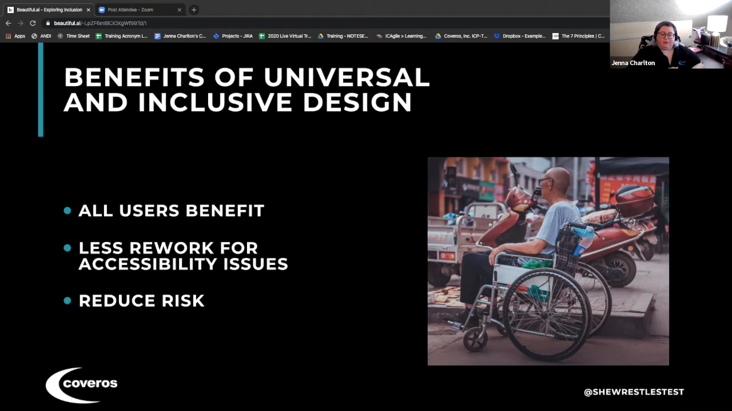Not making your applications accessible to disabled users not only loses you customers, because disabled users are customers. They're out there spending money just like everybody else is, but it also reduces the risk of your legal liabilities.